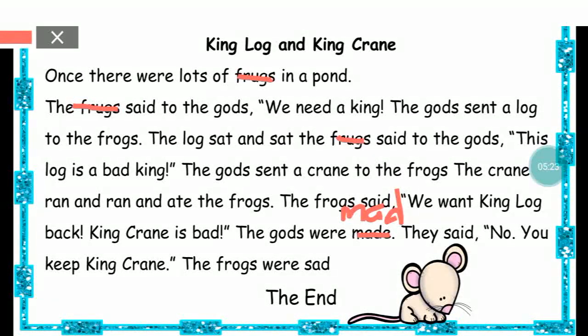Okay, you can see now that we've made our corrections. When you are editing the work, you cross out the wrong one and write the right one at the top of it. So this is how we edit. By the time you are done editing, then you draft again, putting in the right words.